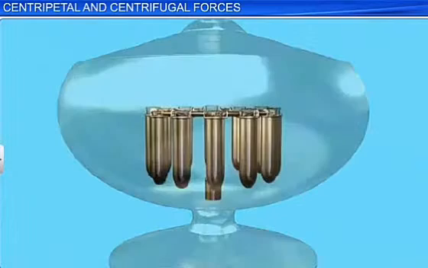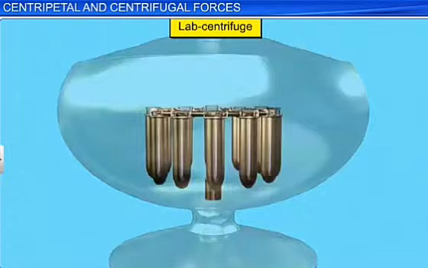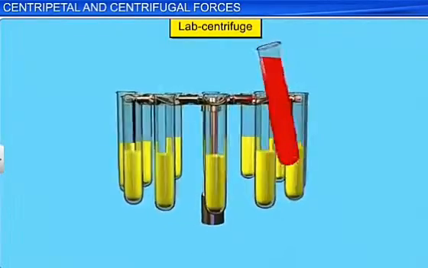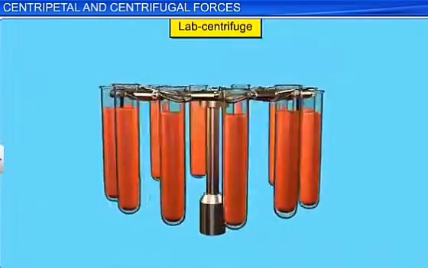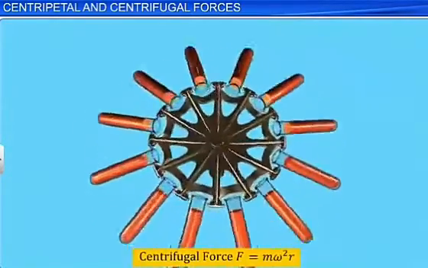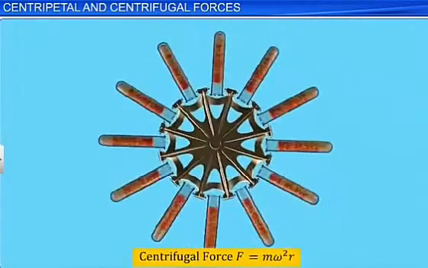A centrifuge is a device in which solid or liquid particles of different densities are separated by rotating them in a tube in a horizontal circle. The centrifuge used in a laboratory is as shown. Small test tubes containing a mixture of liquids with different densities are made to rotate in a horizontal plane at high speed.